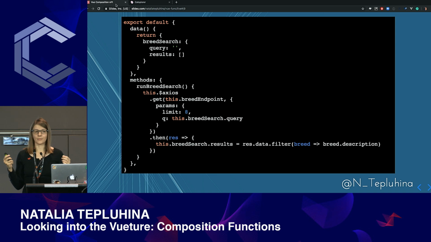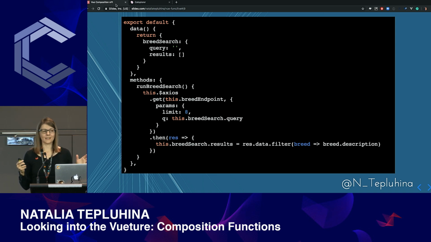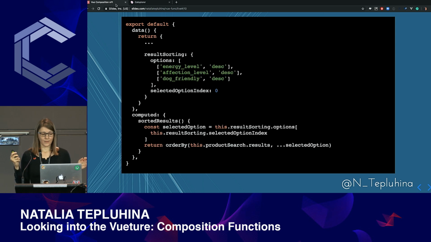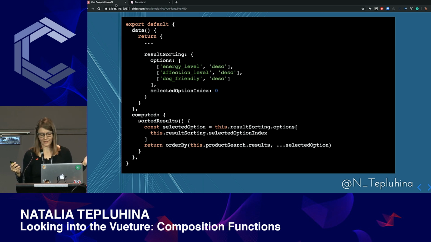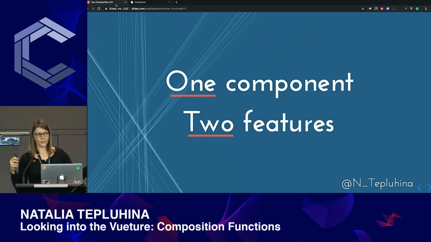But we also have sorting. And here things start to become a bit complicated. With sorting, we add some more reactive state for sorting options and a selected option index, because we need to track which option is actually selected. And we have a computed property. If you're not familiar with Vue computed, you can think of it as a getter. So we have some reactive data, we perform a calculation on it, and we retrieve it with computed. Combined in one component, we have one component, two features.